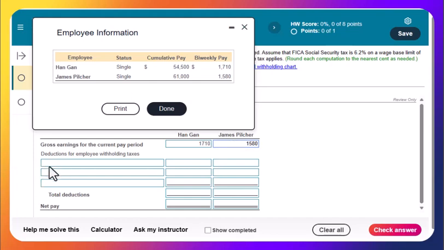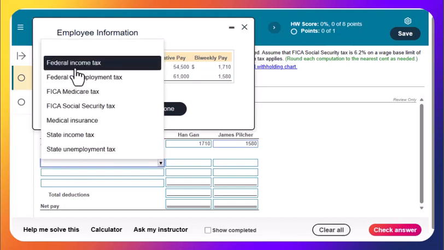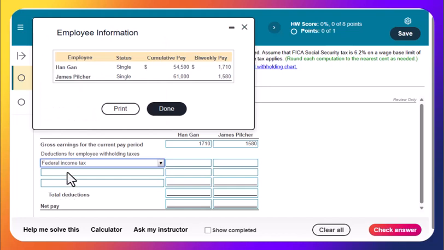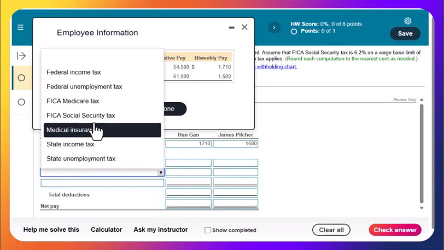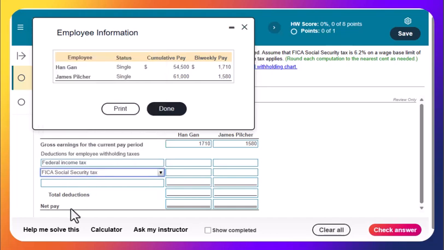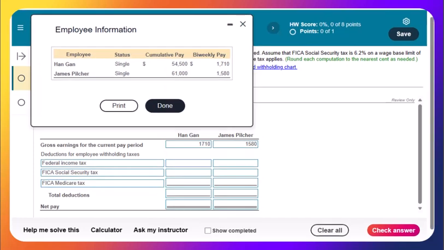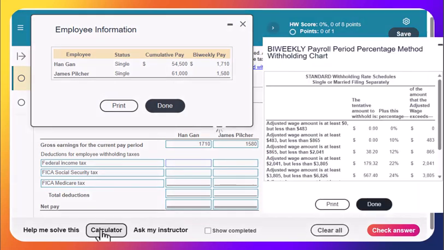And then we'll input our mandatory deductions here. So first one will be federal income tax, FIT, we abbreviate that as FIT sometimes. The second one is FICA Social Security tax. And then finally we have FICA Medicare tax. So let's start with Han's federal income tax. We're going to go ahead and open up the withholding chart back here, and then our calculator down here.